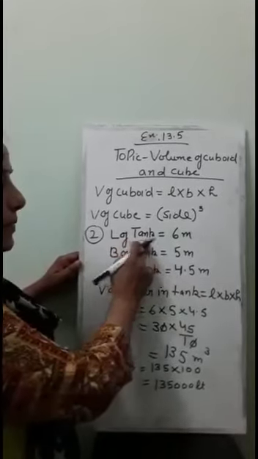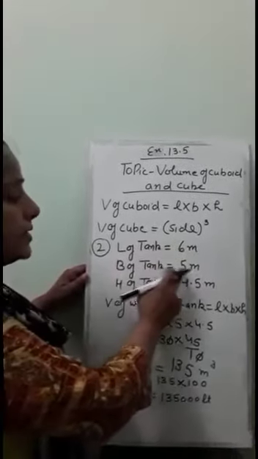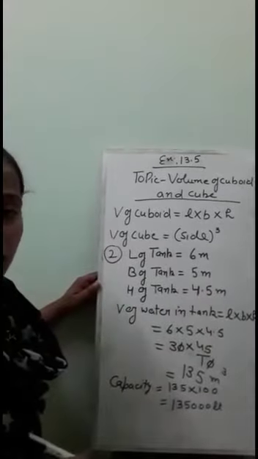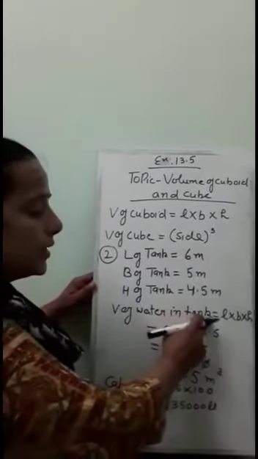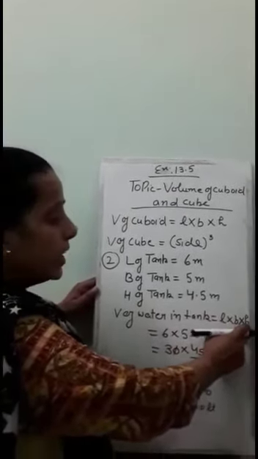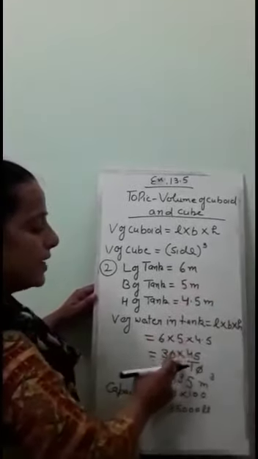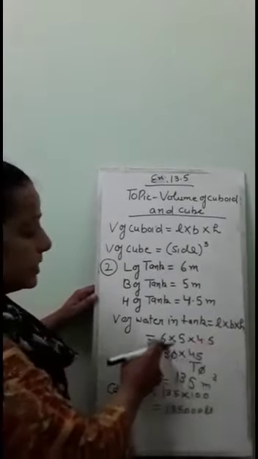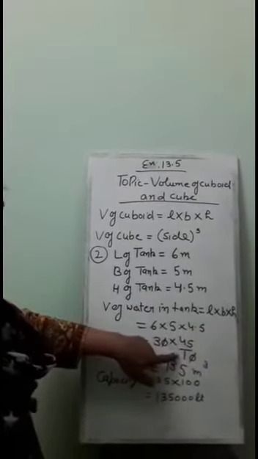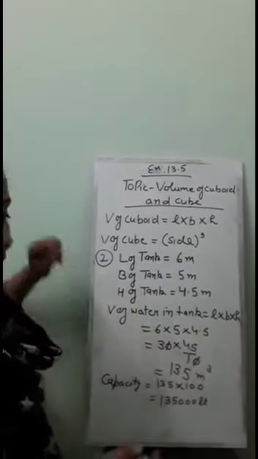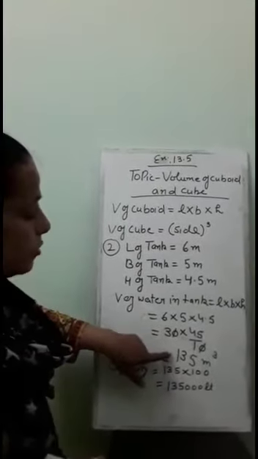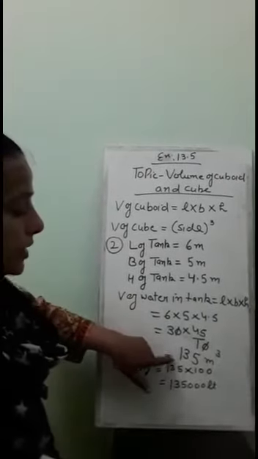Length of the tank in sum number 2 is 6 meter. Breadth is 5 meter and height of the water tank is 4.5 meter. We have to find the volume of water in the tank, means L into B into H. L is 6, B is 5 and H is 4.5. 6 into 5 is 30. Into 4.5 is 45 upon 10. 0 and 0 are cancelled. 45 into 3 is 135 meter cube, the volume of water in the tank.